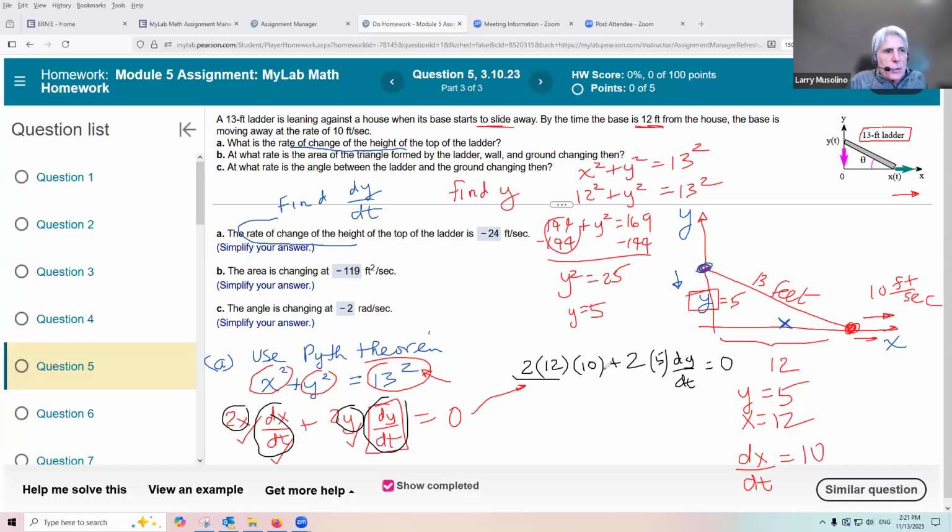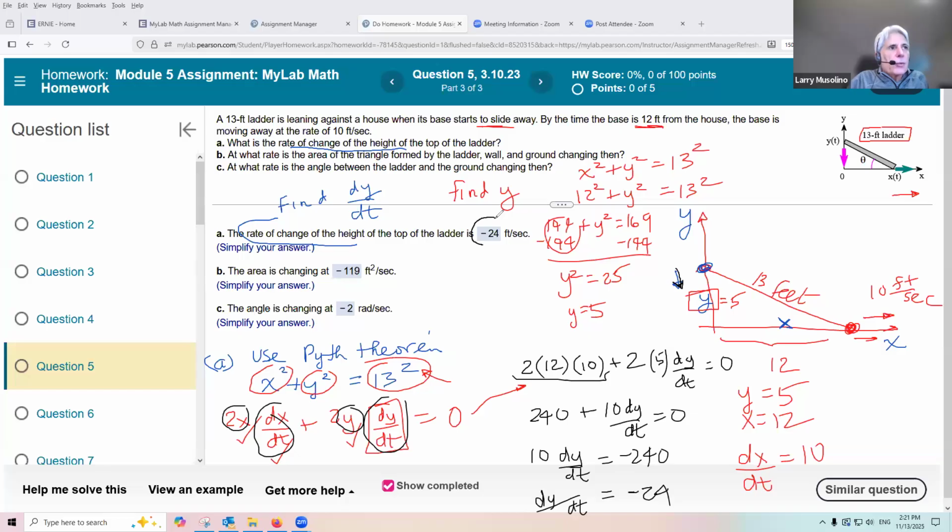All right, let's see here. This is 240 plus 10 dy/dt equals 0. Subtract 240 from both sides. That means we have 10 dy/dt equals negative 240. Divide both sides by 10, so it looks like dy/dt equals negative 24. The negative sign is telling us that the direction is downward. So for part A, we're coming up with that the ladder is moving downwards at 24 feet per second.